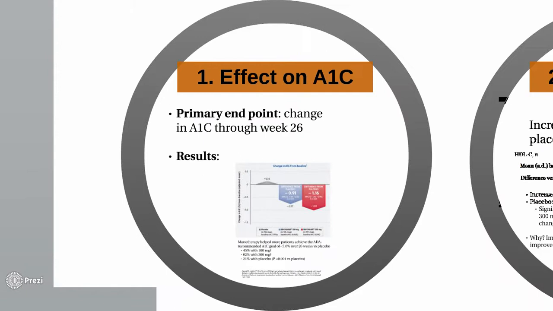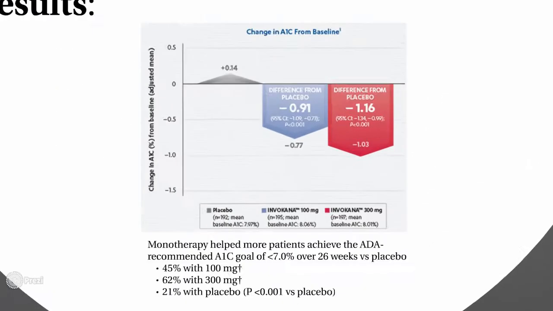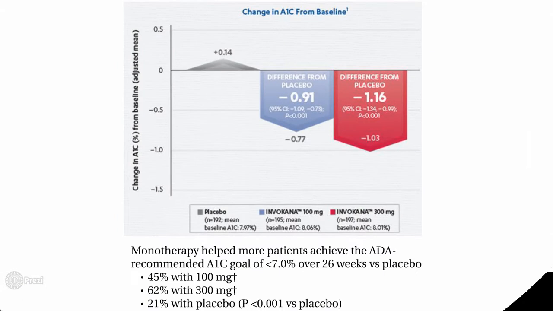The primary endpoint was change in A1C through 26 weeks, and again, this is provided that all the patients had adequate renal function, and this was in patients whose A1C was about 8%. So pretty formidable treatment study. You saw about 1.16 reduction in A1C, which is a pretty good reduction. I wanted to note the placebo at the bottom, 21%.